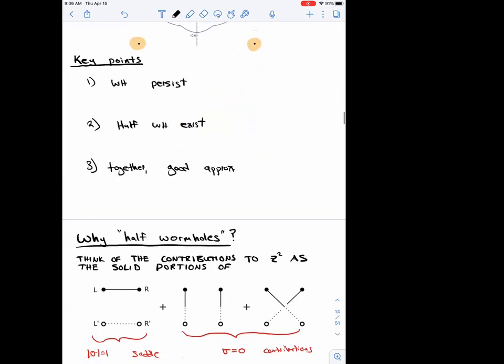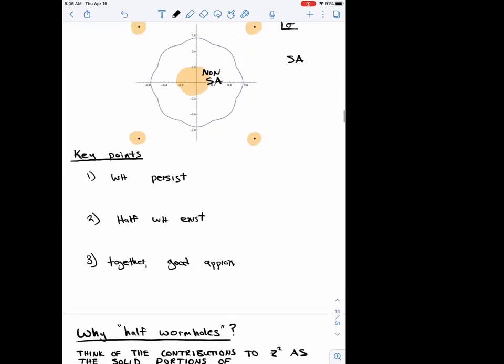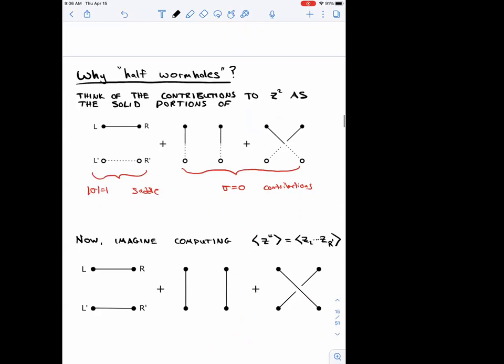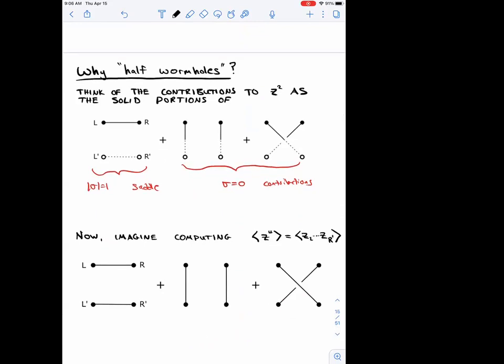Okay, so maybe I have some summary page here of why we call them half wormholes. Maybe I'll say this just to explain why we call them half wormholes, and then I'll stop. So you can think of the contributions to z squared with fixed couplings as the solid portions of this diagram here. The left one corresponds to the wormhole. It's a correlation between the left system and the right system. And for now, don't worry about the dashed lines in the lower half of the diagram.